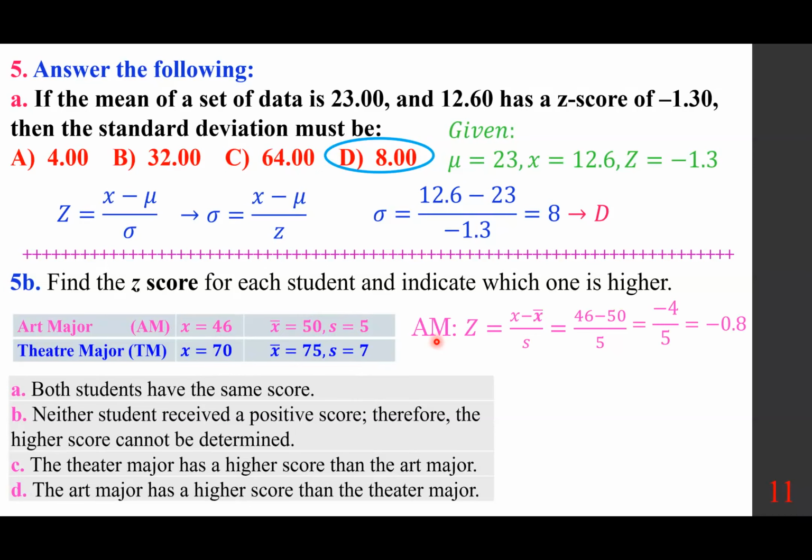Now, before we move on, a negative z-score doesn't mean a negative score. As you can see, the score is not negative. A negative z-score means the score is less than the average. A positive z-score means it's greater than the average.